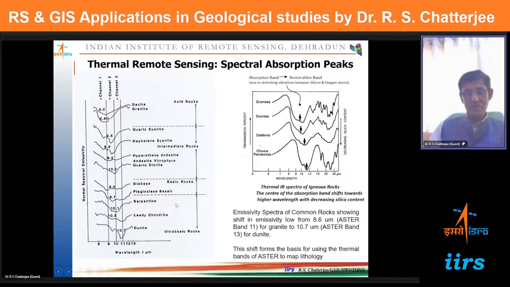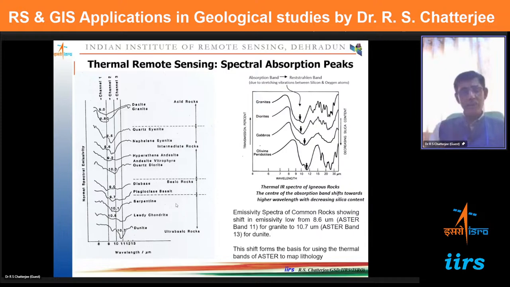Similarly, different kinds of silicates have characteristic absorption peaks which can be used to identify that particular rock. It is also true for the carbonates, and particularly for hydrocarbons also, they have the characteristic absorption peak in the thermal region. That means in case of oil, petroleum, or in case of coal.